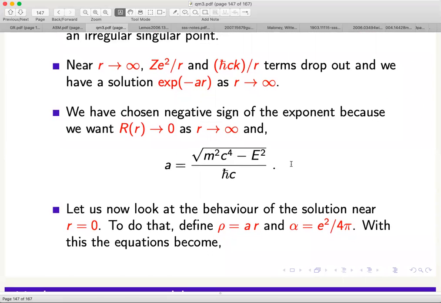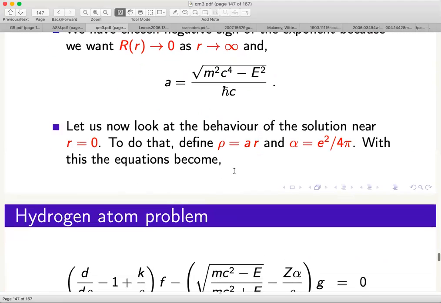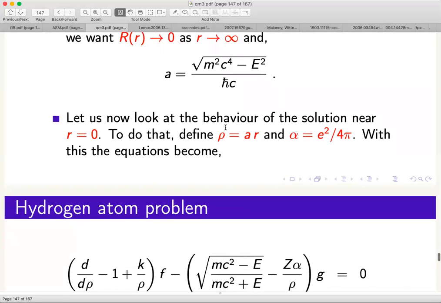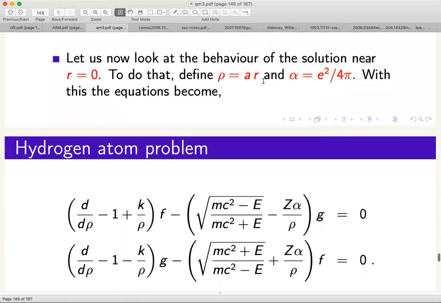Okay. So coming back to this one, we said that the leading behavior of the solution at r equals infinity is something like exponential, and then let's try to look at the solution at r equals 0, and for that we change the variable r to rho, so that we can soak up these factors of a that are lurking around.